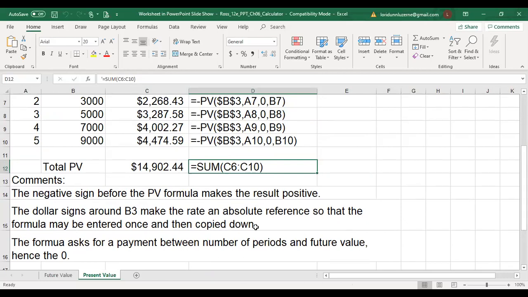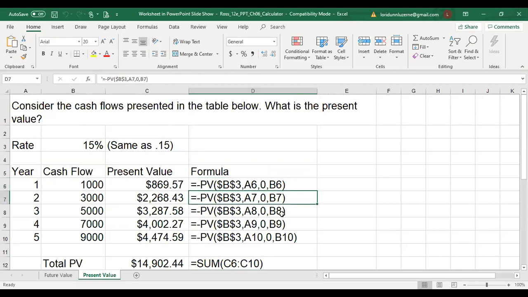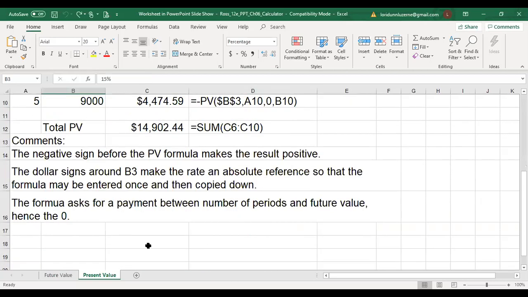The dollar signs around the B3 make the rate an absolute reference. So if you enter each one of these in separately, you don't really need to put the dollar signs here. What they're saying is, if you put this formula and then you copy it down, okay? Normally, these things update here. It's saying keep B3 constant. Just update A7 to B7, A8 to B8. If you didn't do this, it would go B4, B5, B6. And that's not what you want to use. You want to use the 15%. So that's what they're referring to.